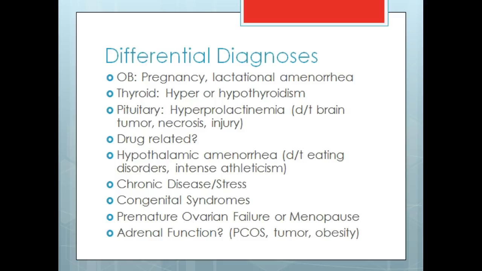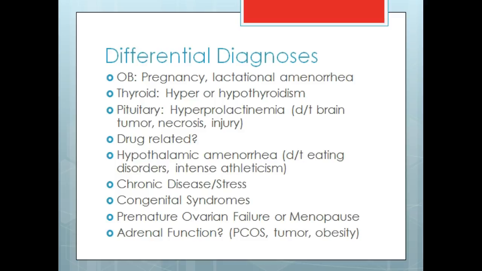And then for hypothalamic amenorrhea, that could be due to eating disorders or intense athleticism would be something to think about. Certainly chronic disease or stress could play into it as well. Like just think about celiacs, for example. With celiacs, there can be malnutrition, and then that can influence somebody's cycle. Mood disorders can influence the hypothalamus as well. Poorly controlled diabetes, that can lead to low FSH, LH, and estrogen. Congenital syndromes, same thing, low FSH, LH, and estrogen.